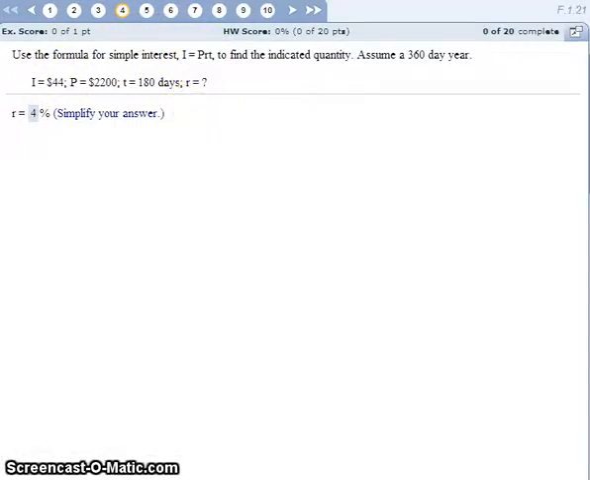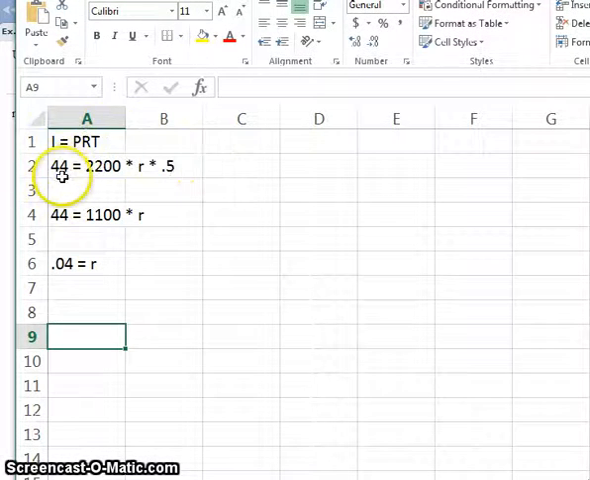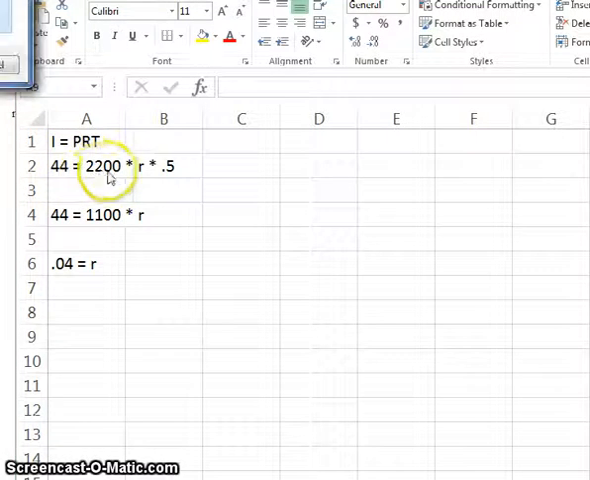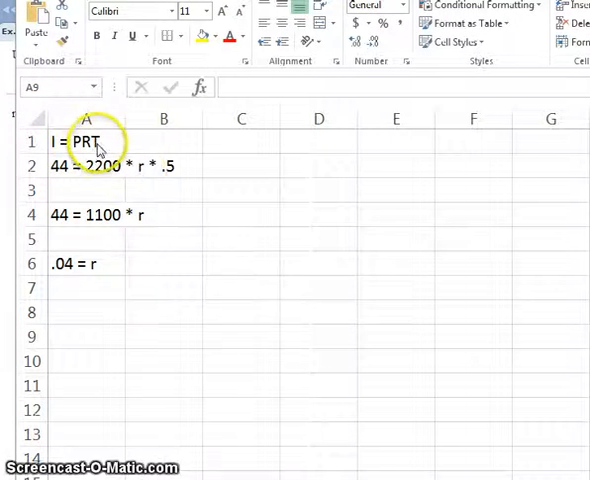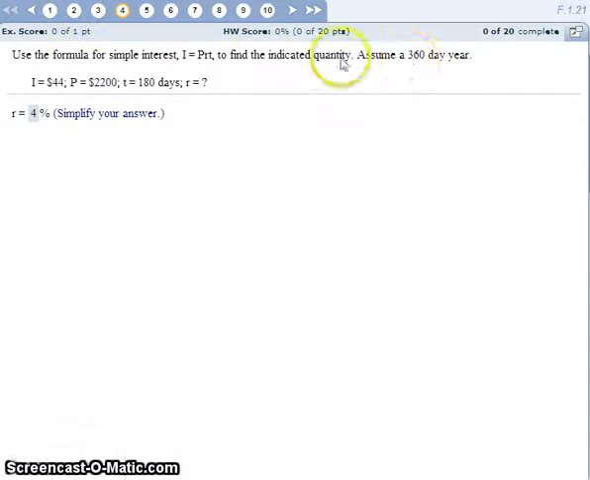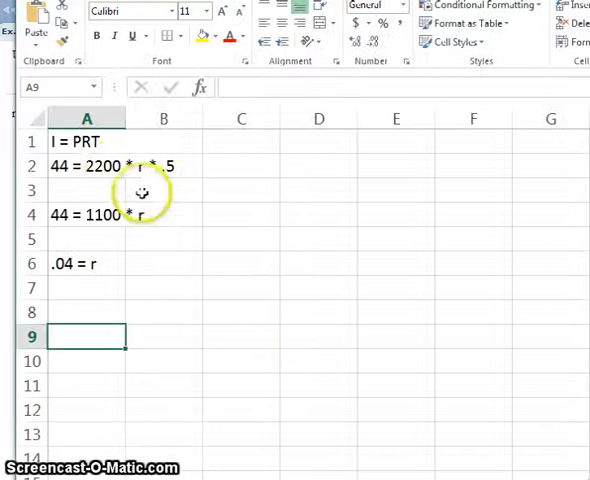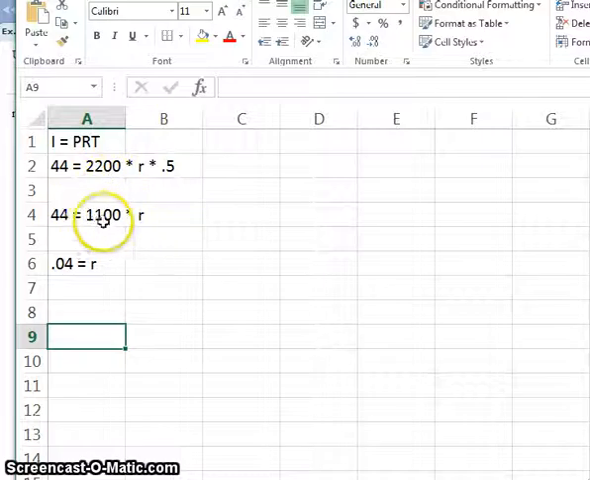For number 4, we are using the simple interest formula. Plug your values in. The interest is $44, the principal is $2,200. The interest rate is unknown, and our time in years is 0.5, or 1/2, because a year is 360 days and our time was 180 days. So that is half of the year. So reduce over here and then divide both sides by 1,100, and R is 0.04. So the interest rate is 4%.